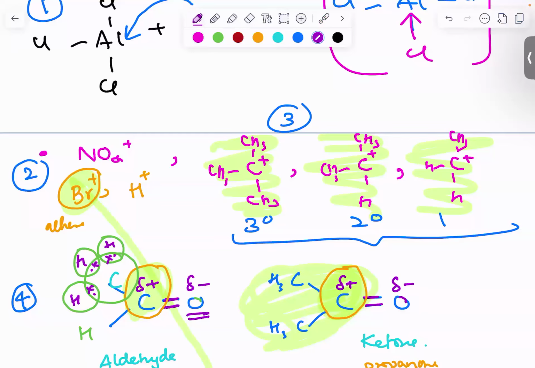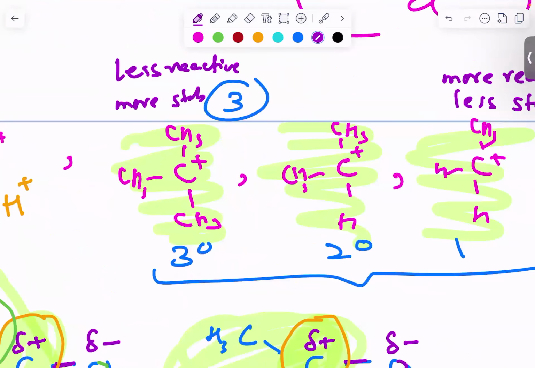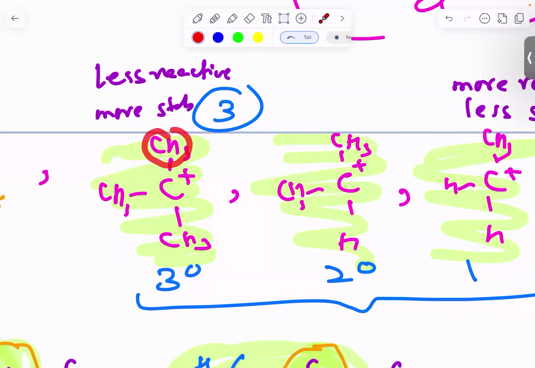So primary is more reactive and less stable. Tertiary is less reactive and more stable. Why? Because this carbon has a proper positive charge, not a partial positive charge, so one valency is less. Carbon starts crying, look, I'm deficient of electrons, my electrons have already been taken away. I don't have complete electrons. So all these three R groups.